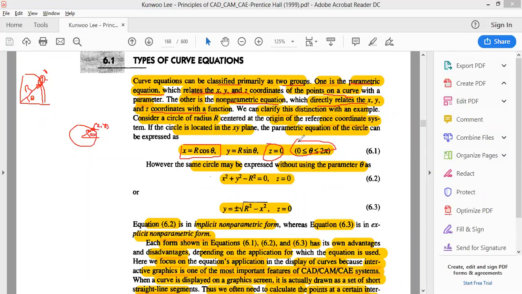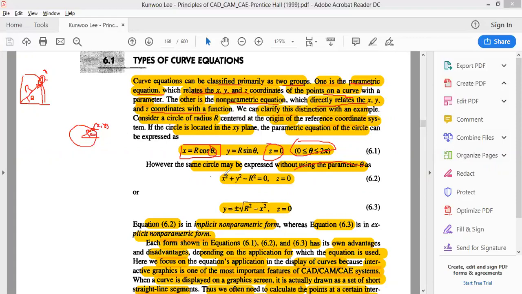So representing an equation like this consisting of cos theta and sin theta is the parametric form. This is the parametric form of representing a circle when we put it in terms of an equation, the parametric equation. The same thing can be calculated by using the non-parametric form, that is without using theta and all those terms.